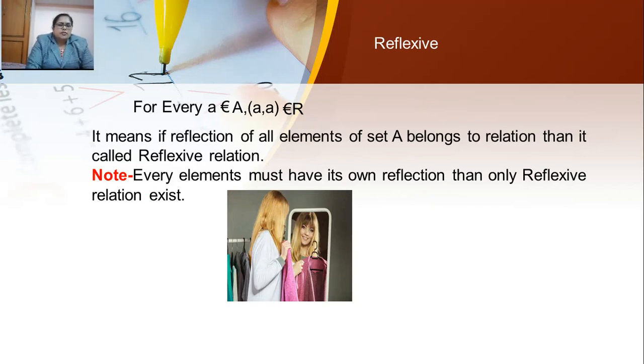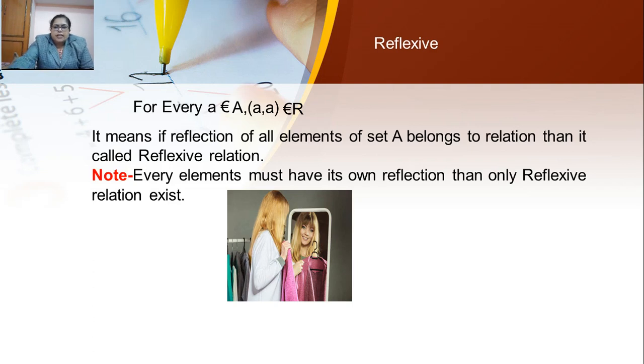Now, reflexive relation. Firstly, we have to know what reflection is. When we stand in front of a mirror, I see my own image, not any other person's image. Similarly, in a reflexive relation, for every element a belonging to A, (a, a) belongs to R. It means if the reflection of all elements of set A belongs to the relation, then it is called a reflexive relation. Every element must have its own reflection, then only a reflexive relation exists. A's reflection is A, so we can say that this is a reflexive relation.